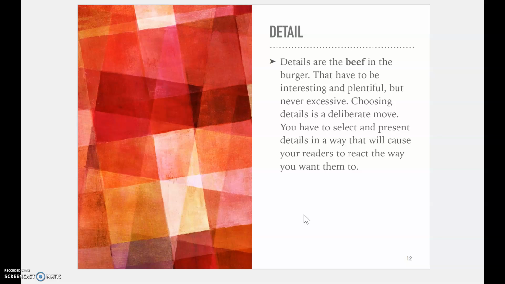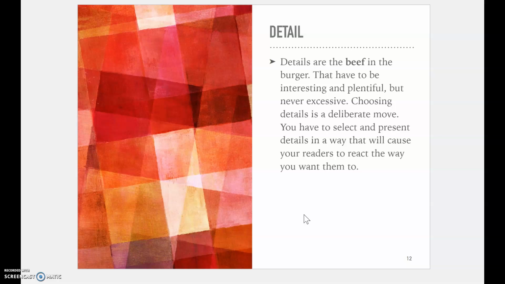When we talked about the 7 common moves, we talked about details being the beef and the burger. It's important that they're interesting and they're plentiful, but they're never excessive. A paper that has way too many details is overwhelming for your reader. So, choosing your details is a deliberate move that you make.